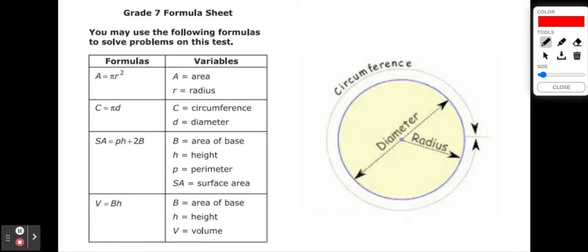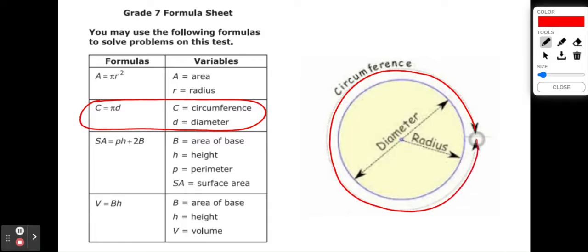Hi, 7th graders. In this video, we're going to be taking a look at the 7th grade MCA formula sheet, but we're going to pay close attention to this formula right here, which is the circumference of a circle. If we have a circle, the circumference is just a fancy way of saying perimeter. It's the distance around the outside of a circle. And that's what we're going to be finding today.